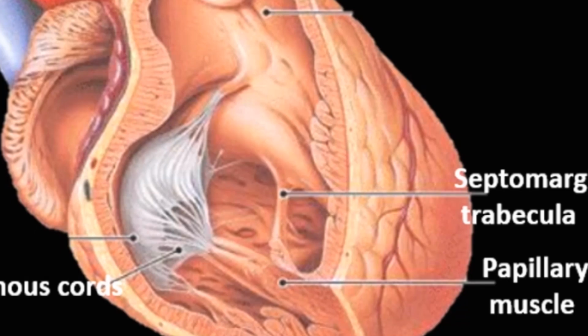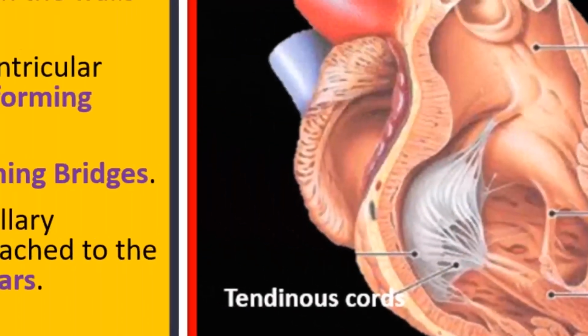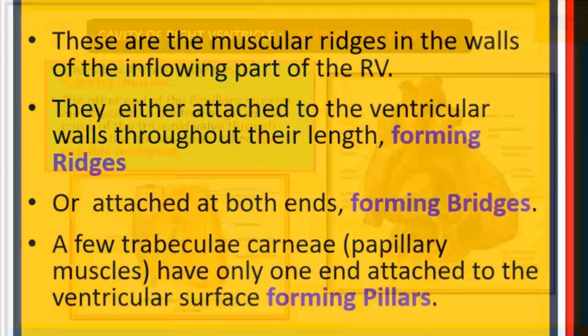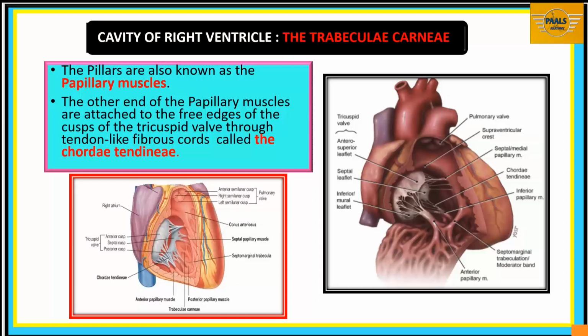Now, there are three ways we can find the trabeculae carneae. They are either found attached to the ventricular walls throughout their whole length. In this case, we call them ridges. Or they can be found attached at both ends. In this case, we call them bridges. Or they can be found having only one end attached to the ventricular surface, in which case we say they are pillars. We are going to locate all of them in the next sections. Now we start with the pillars.